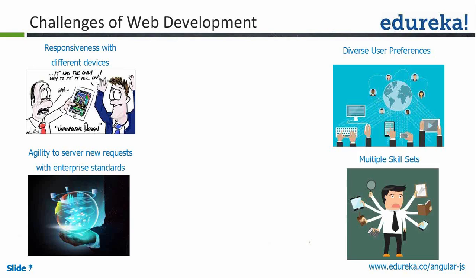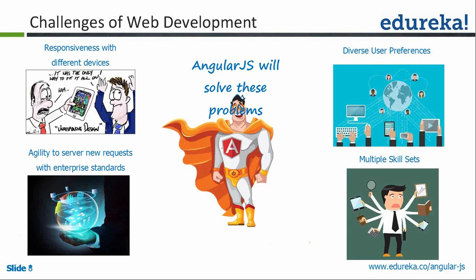The last one is multiple skill sets, right? If I want to build one small thing, as a UI developer, you have to know HTML, CSS, Bootstrap and other things, right? So we have to have people with multiple skill sets. That is also one of the challenges. Whoever is working as a manager will get to know that if I want to deliver one simple project, I have to recruit like 3 or 4 people with multiple skill sets. That is also difficult. So to overcome everything, we have AngularJS. AngularJS will overcome all the troubles.